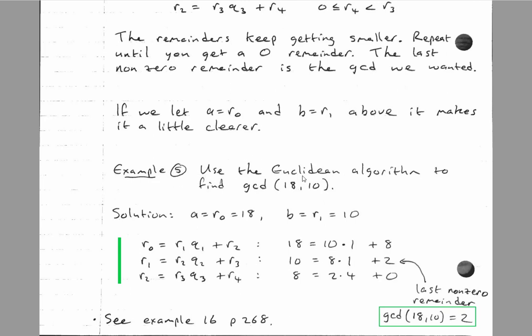Alright, so example 5: use the Euclidean algorithm to find the GCD of 18 and 10. We did this already, but let's do it with the algorithm, again putting the bigger number first. So that's the a, or the r sub 0, that's 18. r sub 1 is 10. Okay, so divide 18 by 10. You get 1, remainder 8. So 10 goes into 18 once, with 8 left over.